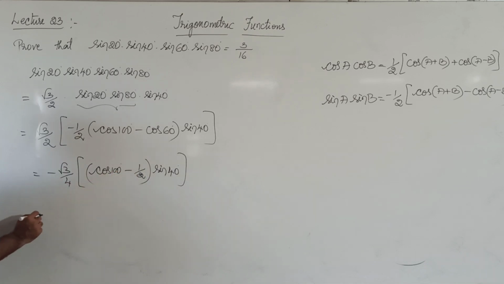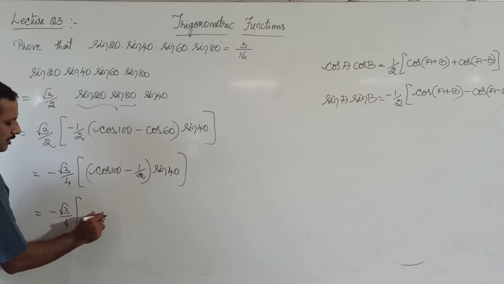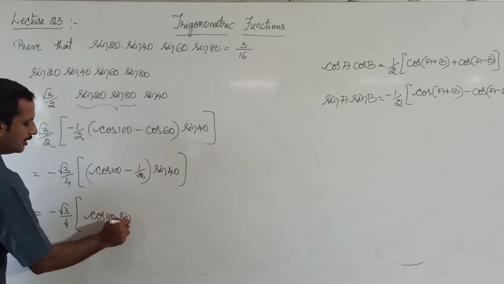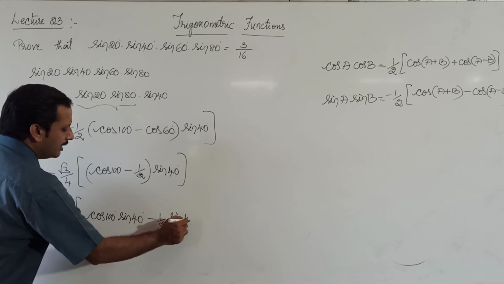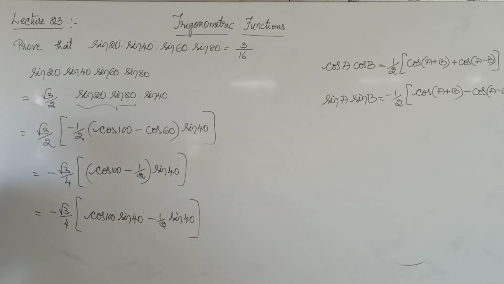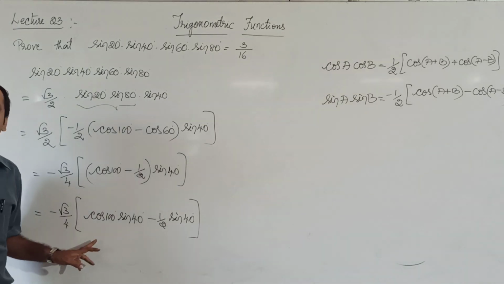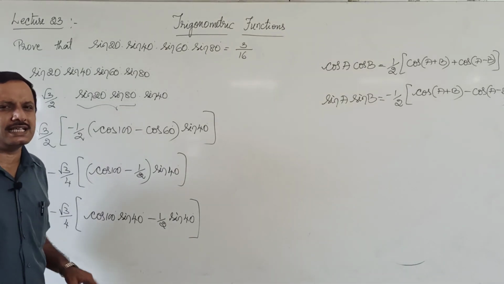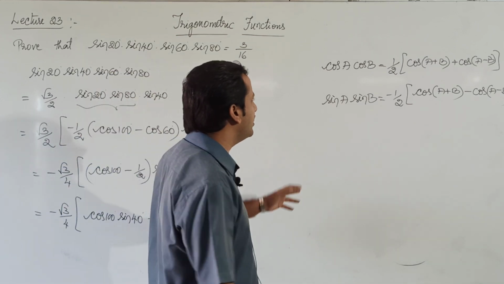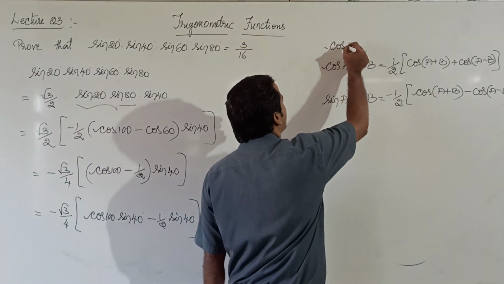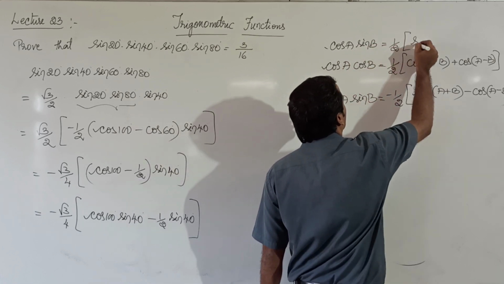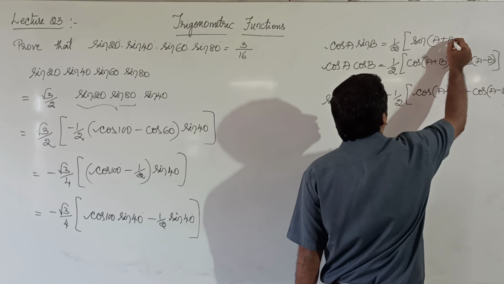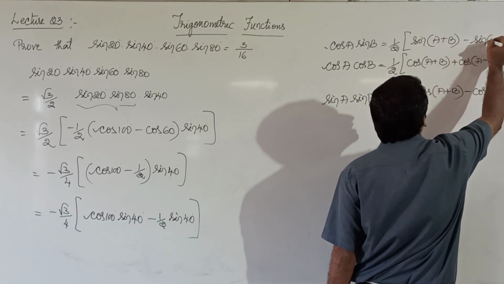Bring that sin 40 inside. Minus root 3 by 4 into cos 100 degree into sin 40 degree minus 1 by 2 into sin 40 degree. Now between these two, I want to use the formula cos A sin B. What is cos A sin B? We don't have it here. Okay, let me write. Cos A sin B is equal to 1 by 2 into sin A plus B minus sin A minus B.